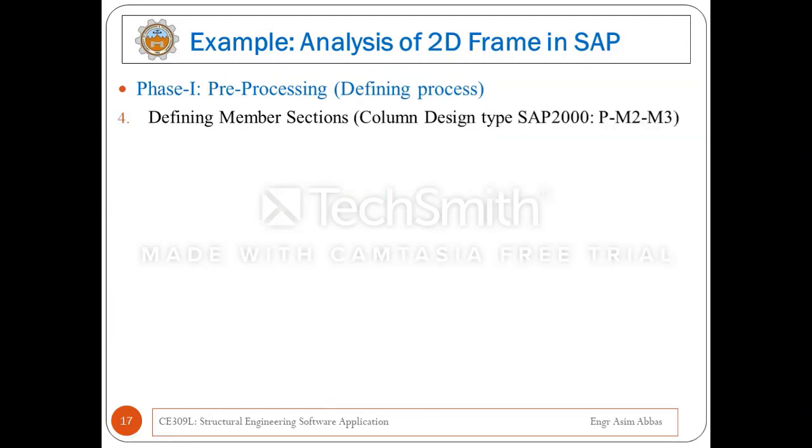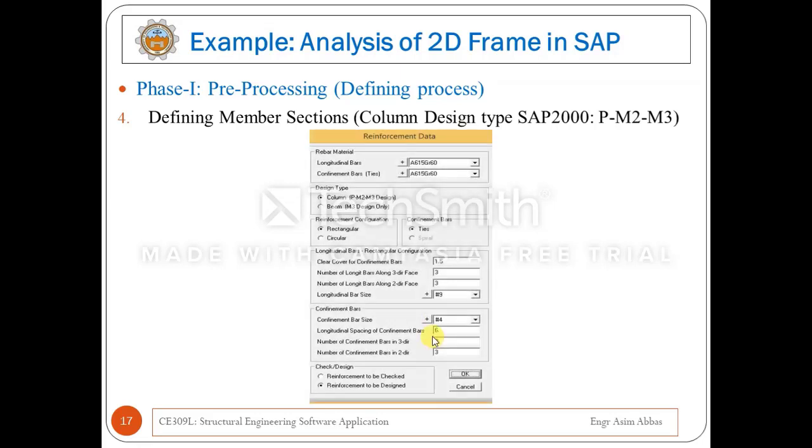Now coming toward defining the member section for the column, right? When you click on concrete reinforcement, from there you will select the column design type, this one, right? In the reinforcement data form, the information will change accordingly.